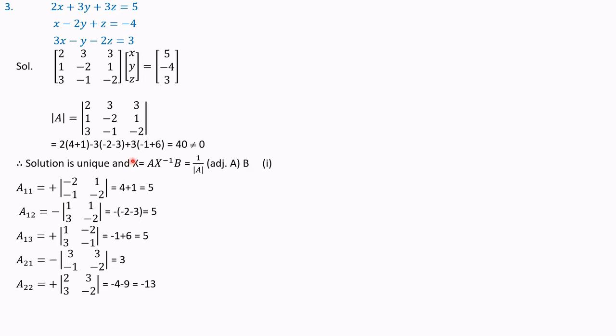Therefore A22 is here. So second column, second row. Therefore it is 2, 3, 3 minus 2. As I told you, its value is minus 13. Then A23 is second row, third column. So you get 3, 3 minus 1. So that value is simplified as 11.